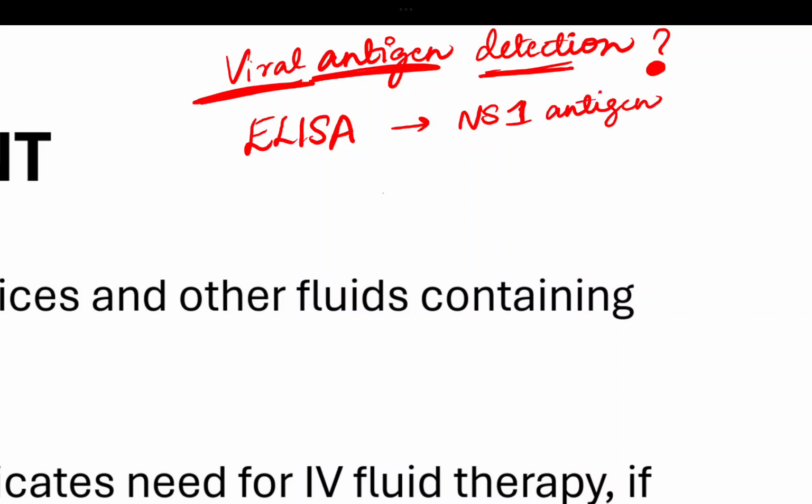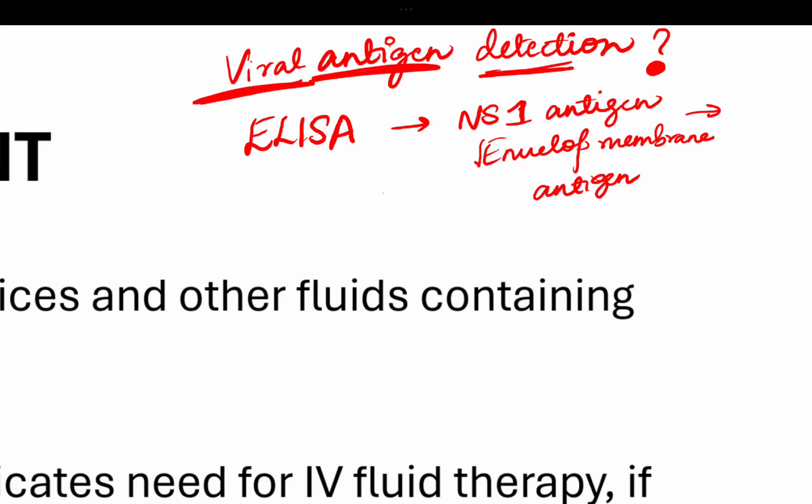NS1 antigen, or it is directed against the envelope or the membrane of the antigen, and this can be detected in both primary and secondary dengue infection, and it takes up to 6 days after the onset of infection. The commercial kits for the detection of NS1 antigens are now available.